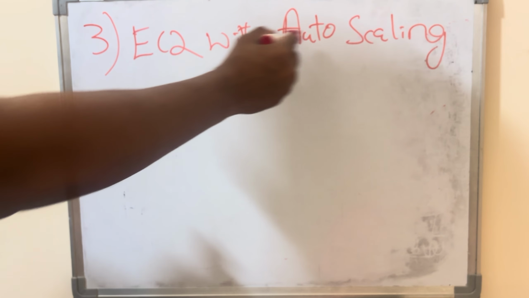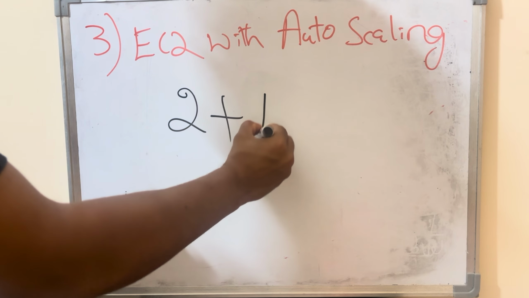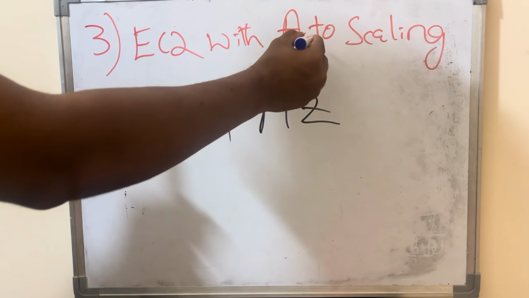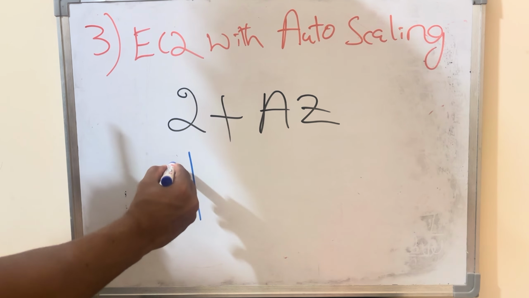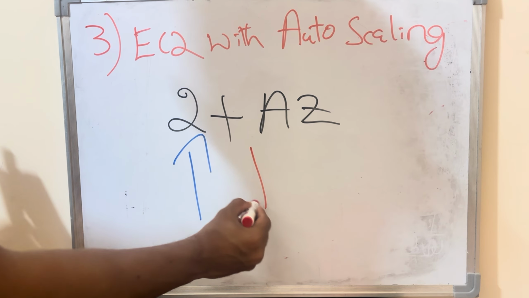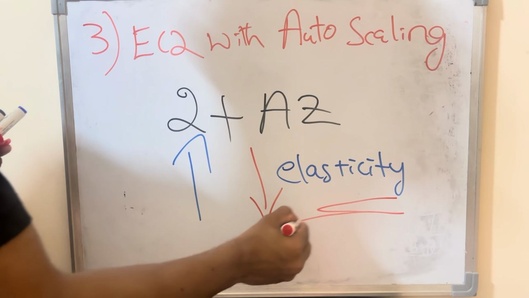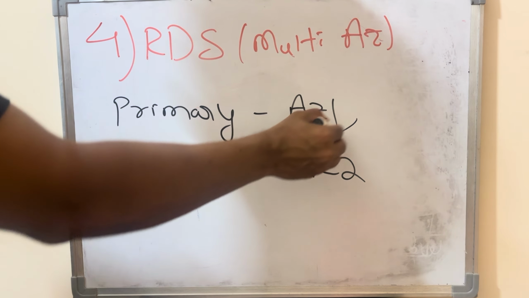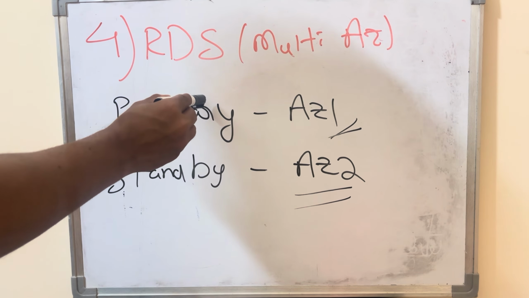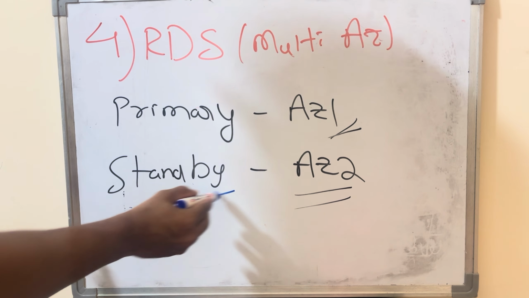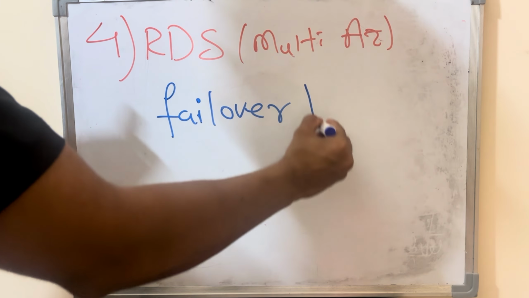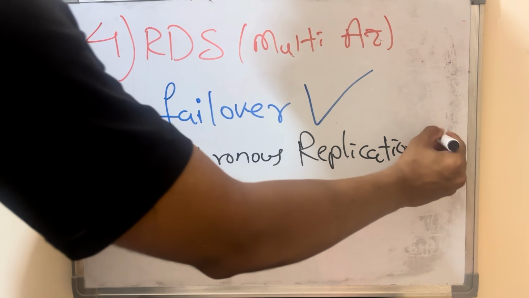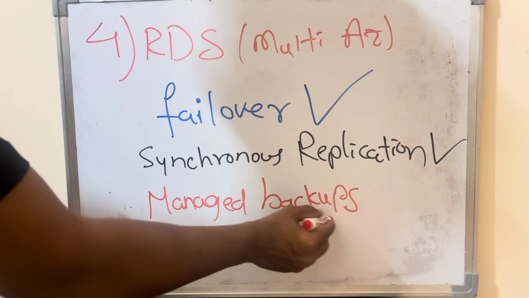Then we have EC2 with auto scaling. We deploy instances across 2+ availability zones. Auto scaling adds instances during traffic spikes and removes instances during low traffic. This gives elasticity. Then we use RDS with multi-AZ. You can deploy the primary RDS instance in AZ1 and standby in AZ2. If the primary fails, AWS promotes the standby automatically. This provides automatic failover, synchronous replication between two AZs, and AWS provides managed backups too.